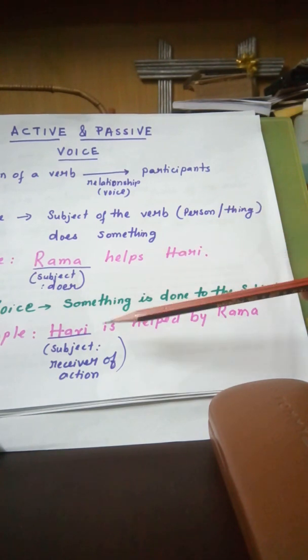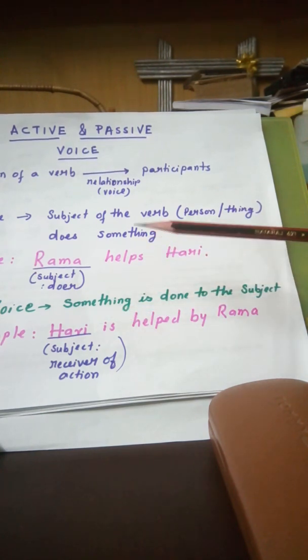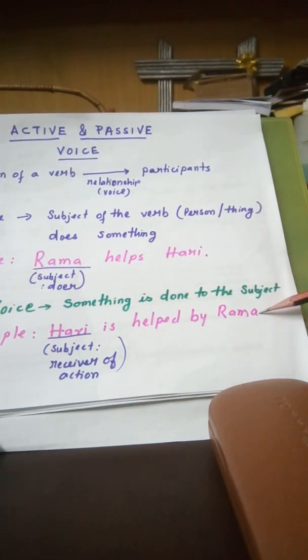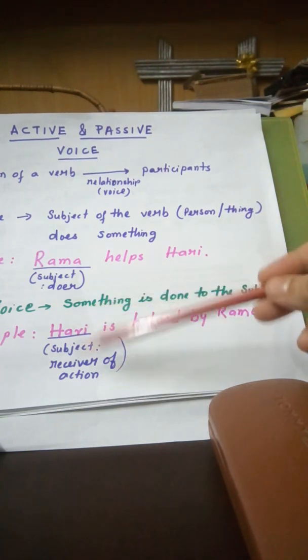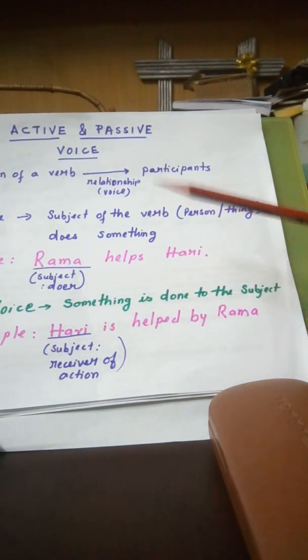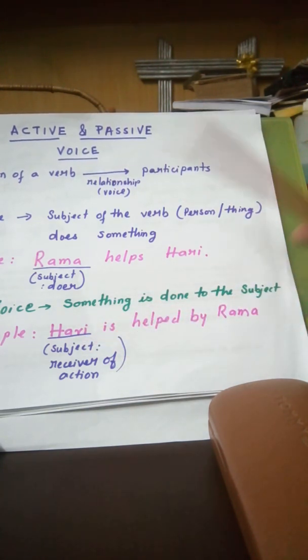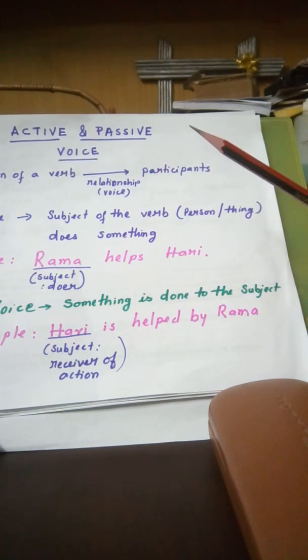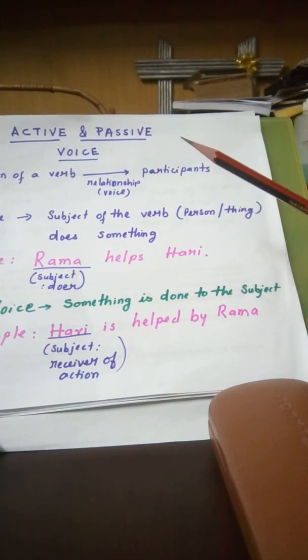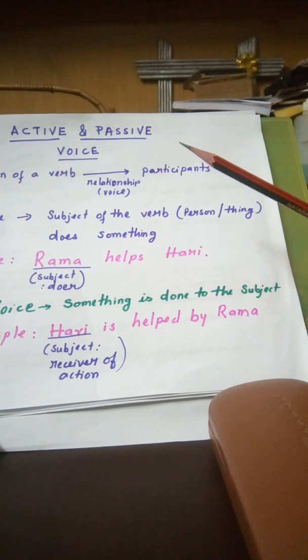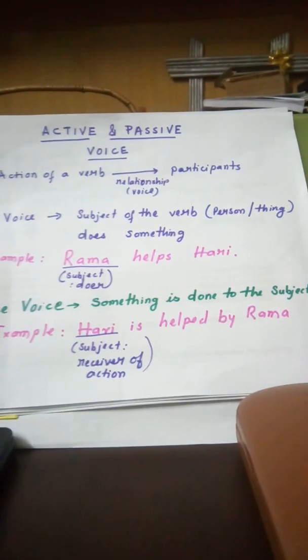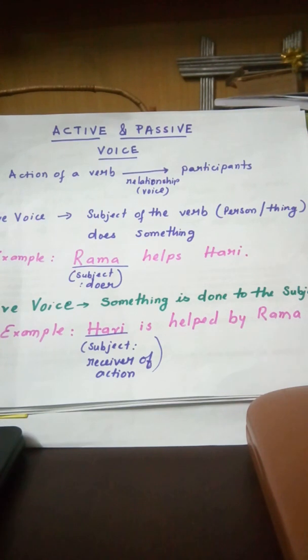So here, Hari is not doing anything. Who is doing? Rama is doing. So here, Hari is the subject, but it is not doing anything. It is not the doer. It is the receiver of the action. Hence, the sentence is said to be in passive voice. So you have to remember these three definitions. What is a voice of a verb? What is active voice? And what is passive voice?